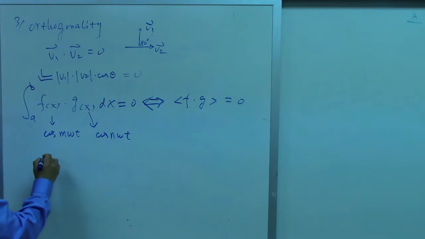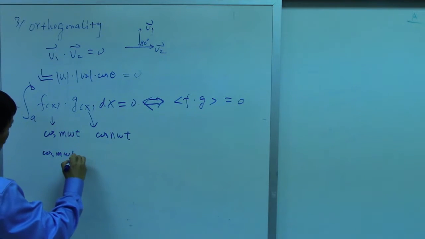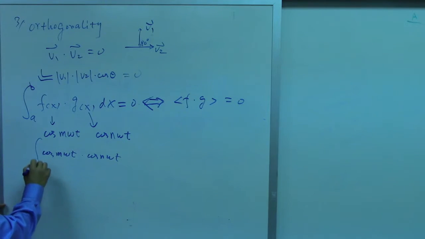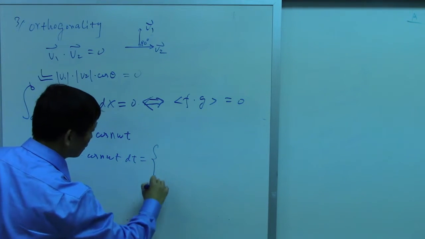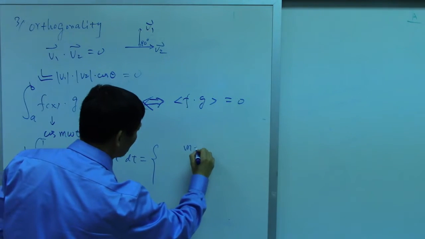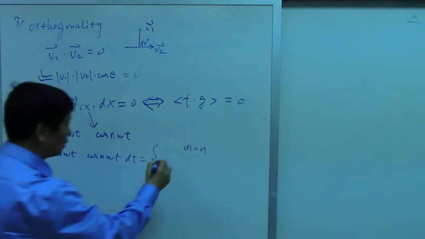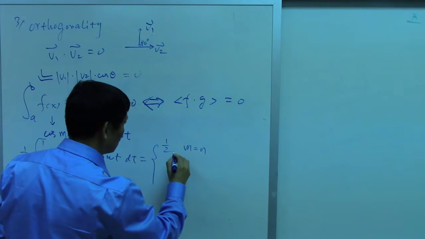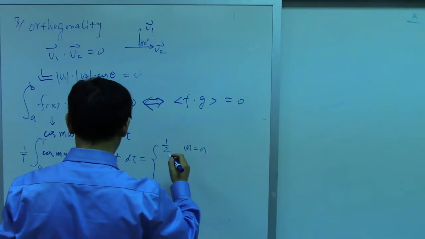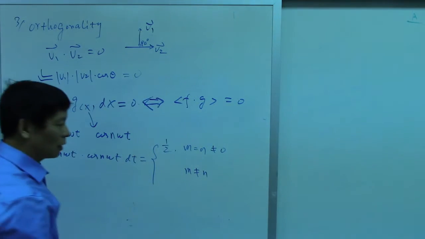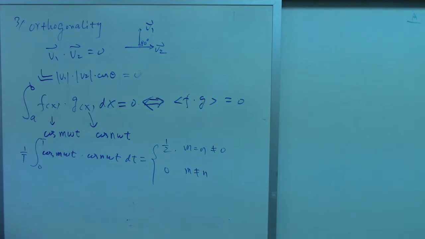If we calculate cosine m omega t times cosine n omega t, integrate over one period and divide by T, we find that if m equals n, this is back to cosine squared m omega t, so the result equals half, not equal to 0. How about m not equal to n? If m is not equal to n, then this equals 0.